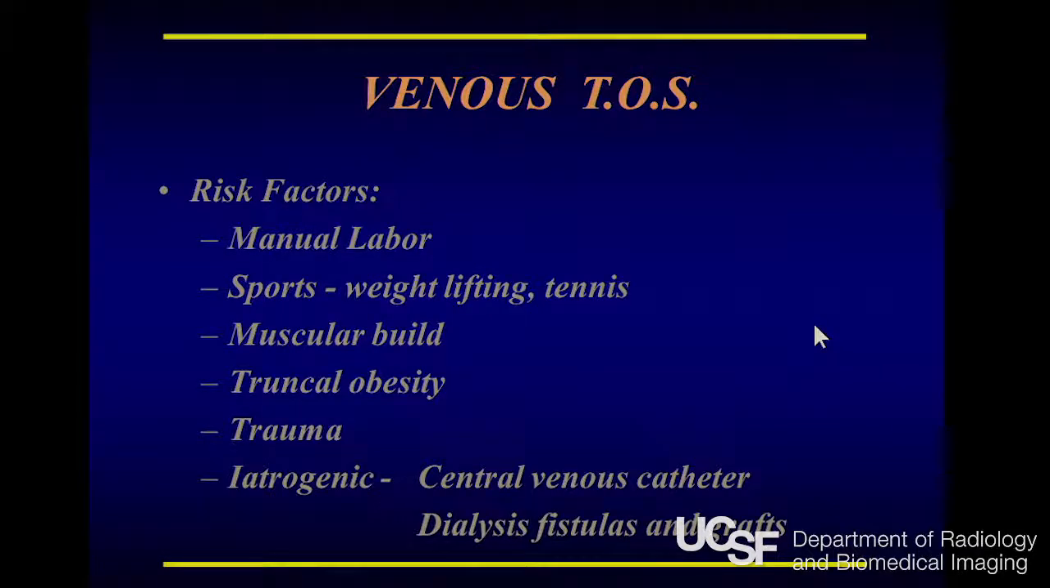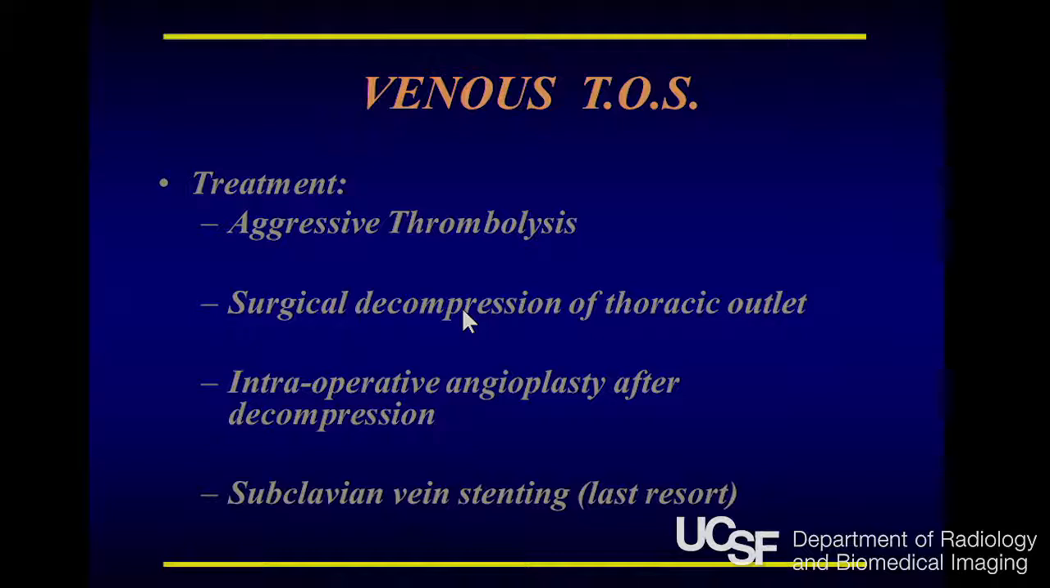So some of the risk factors that lead up to this would be manual labor. Athletes are at risk for this, especially weightlifters, tennis players, pitchers, a muscular build, a lot of truncal obesity, again, trauma, as we mentioned. Iatrogenic causes would include central venous catheter placement in that region. The flow through dialysis fistulas and grafts can cause problems in that area as well.